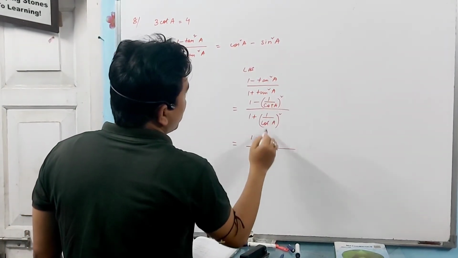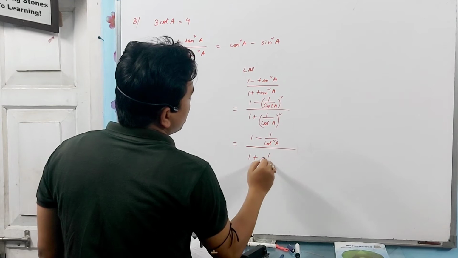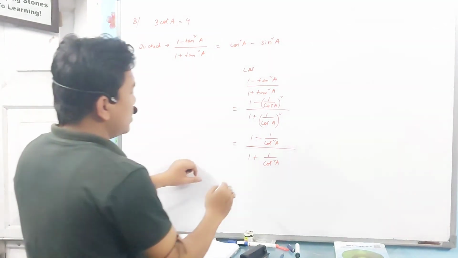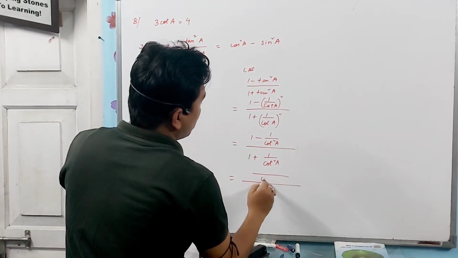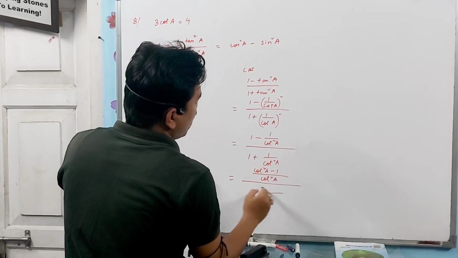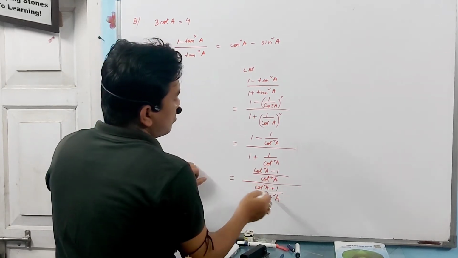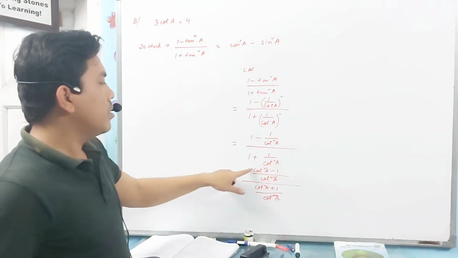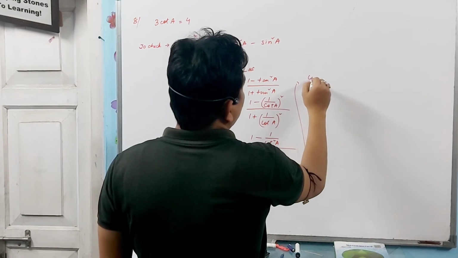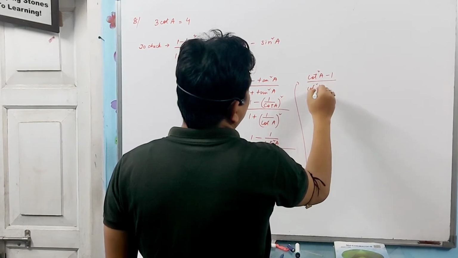Now, we have 1 minus 1 by cot square A in the numerator, and here 1 plus 1 by cot square A. If you take the LCM now, what you will get? Cot square A minus 1 in the numerator, and cot square A plus 1 in the denominator, each over cot square A. See, both will be cancelled. And finally we got cot square A minus 1 by cot square A plus 1.